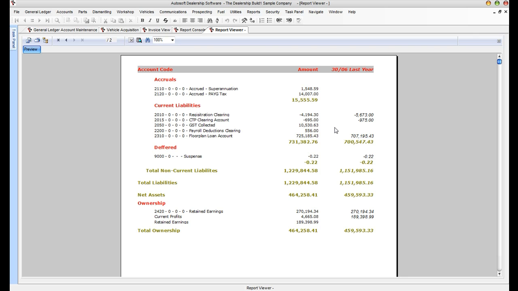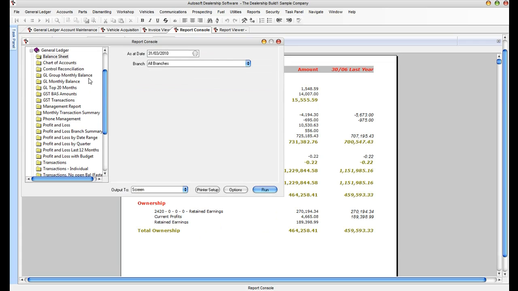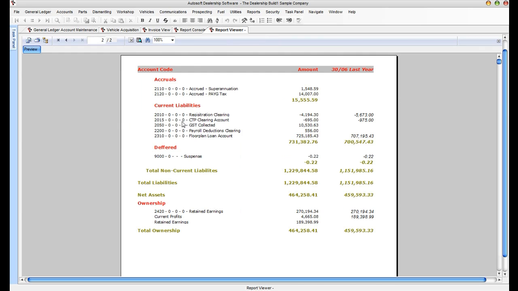So in this case here, if we were looking at these two things, we would actually have a BAS amount payable of about $2,000 odd. Now the next thing we want to consider is also PAYG withholding. You'll see here that on this system there's an account 2120 accrued PAYG tax.